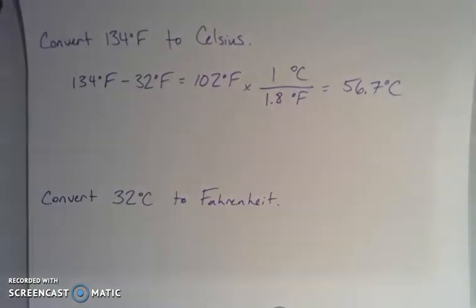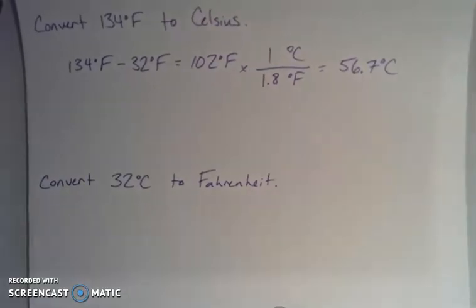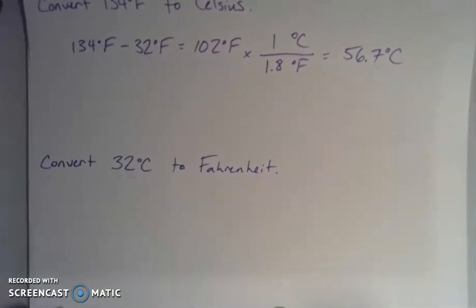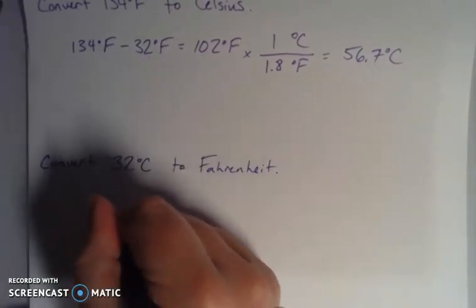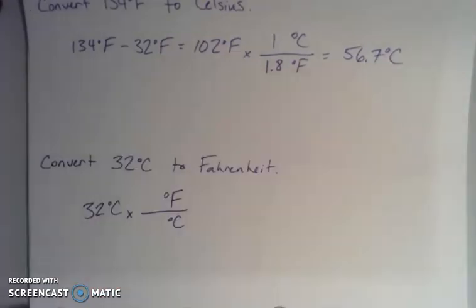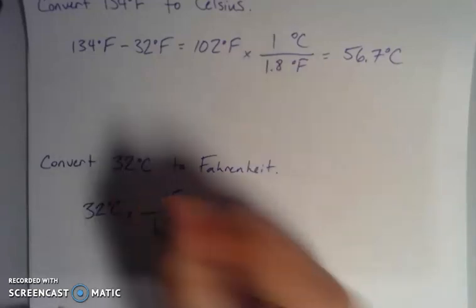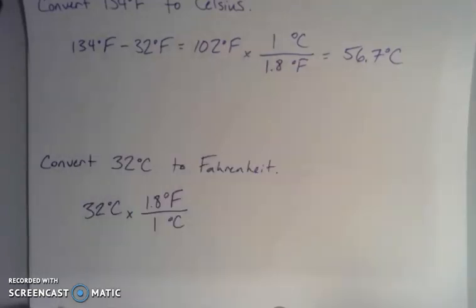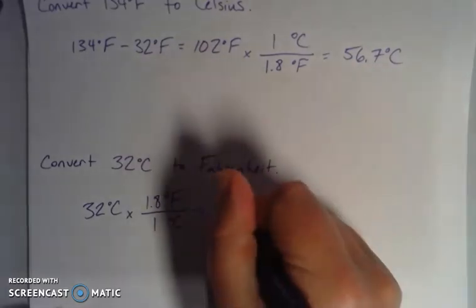All right, now let's go the other direction. Let's go from Celsius to Fahrenheit. So this one we're going to have to add that 32 at the end. If we have 32 degrees Celsius, we're going to go from degrees of Celsius to degrees of Fahrenheit. So we're going to kind of do the opposite here. For every 1, we have 1.8 degrees.